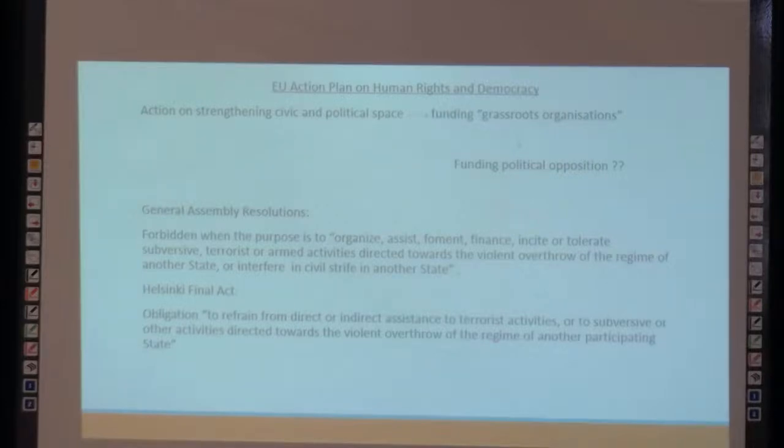So just to finish, the European Union actually has developed a deft system that allows it to comply with its international law obligations and at the same time to comply with its treaty obligation regarding the promotion of the European Union values. I'm finished. I'm sorry for the delay. Thank you.